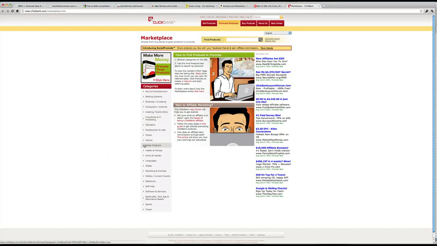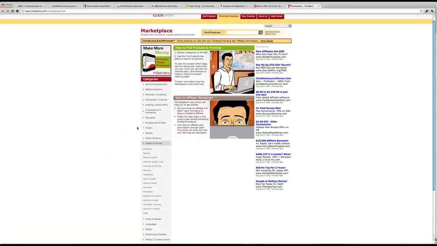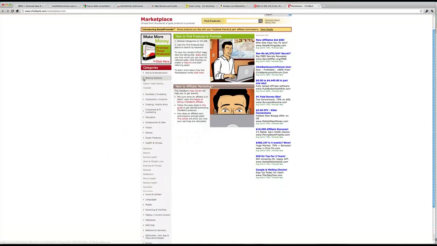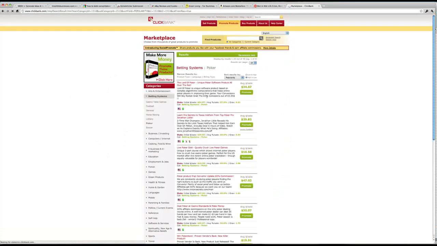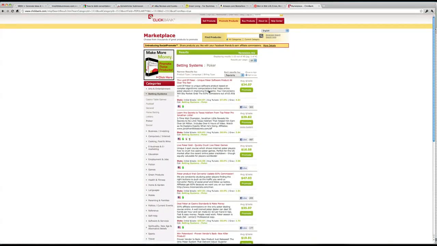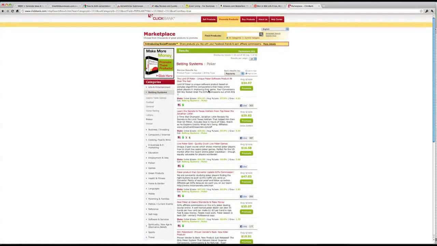Let's go down here and look at health and fitness. These are a couple of markets that I know. Let's start here in betting systems. Okay, so let's go ahead and look at poker for a second. Lord of Poker is a unique software product based on complex algorithmic computations to help online poker players improve their game. All right, well, that's interesting. Texas Hold'em.